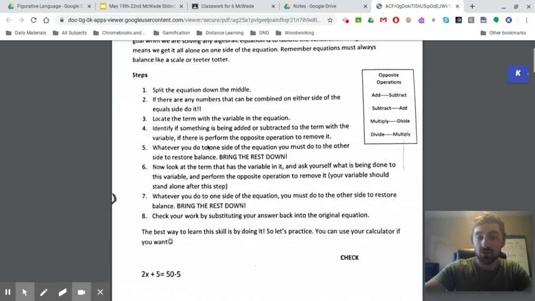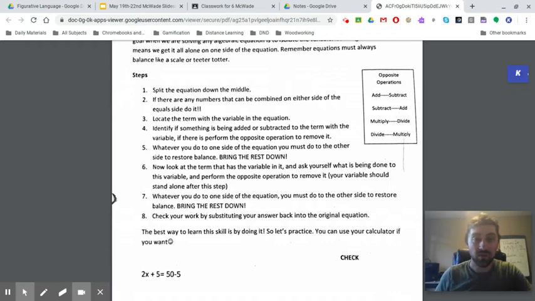So starting off, just going through the steps, and then we'll go through the example with the steps again. First thing you do, split the equation down the middle. When I say the middle, I mean wherever that equal sign is, that is the middle. Everything on the left side of that equation, when all is said and done, will equal everything on the right side of the equation.